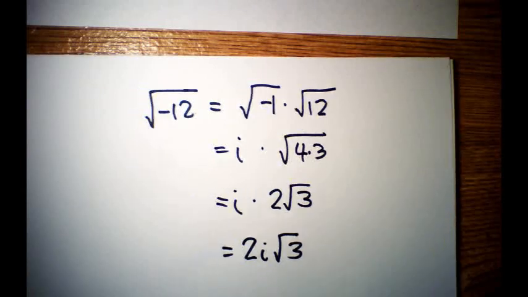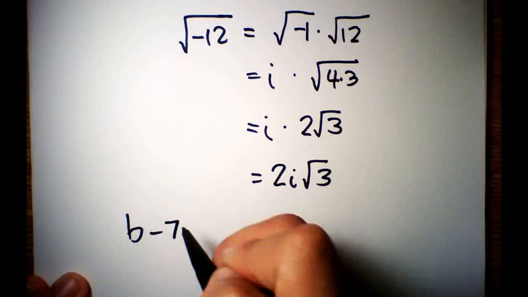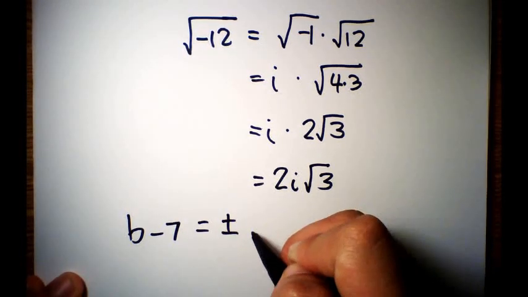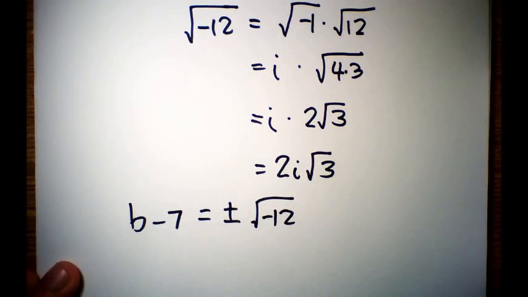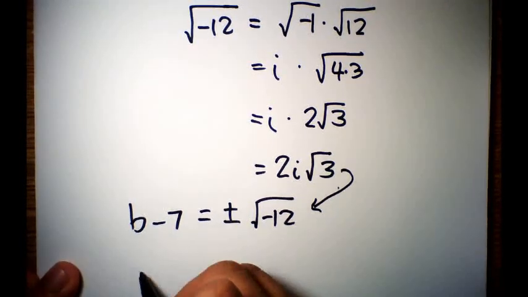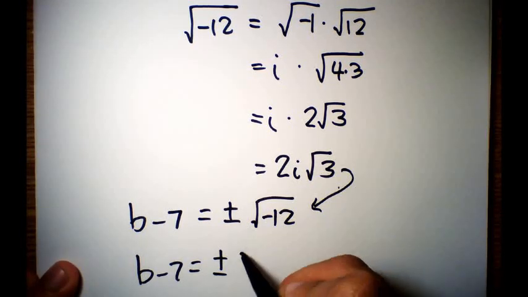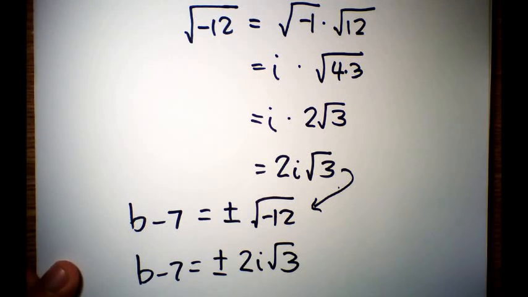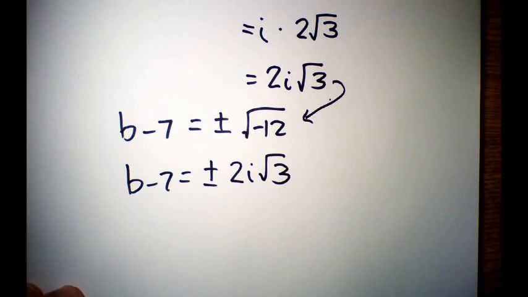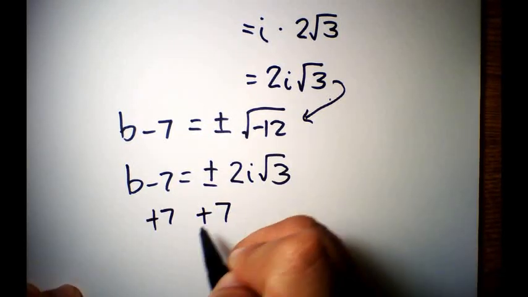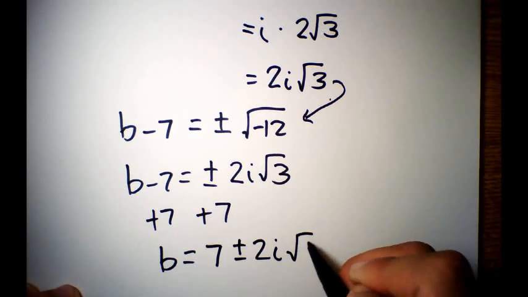So let's go back to the equation that we have so far. B minus 7 is equal to plus or minus square root of negative 12. We are going to replace that, so we have b minus 7 is equal to plus or minus 2i radical 3. Hey, good so far? Alright, let's finish up this problem. We're going to add 7 on both sides. B is equal to 7 plus or minus 2i radical 3.